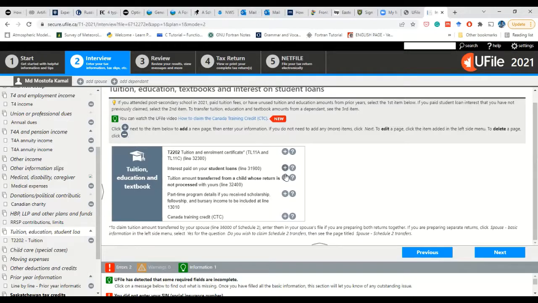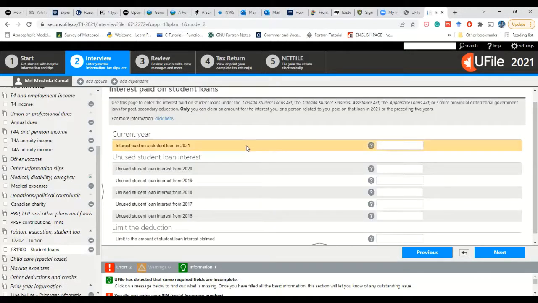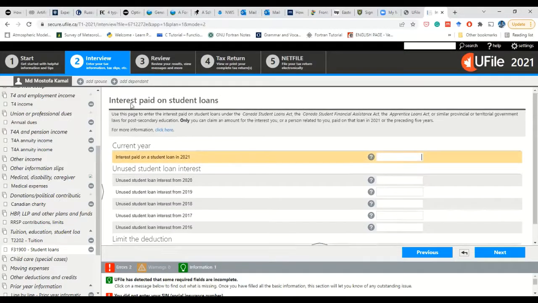You can create the forms here, then you can claim how much money you paid as interest in the first 8 months, and then again you come back for your master's or PhD, and again in this year. Okay, this is it for interest paid on student loans.